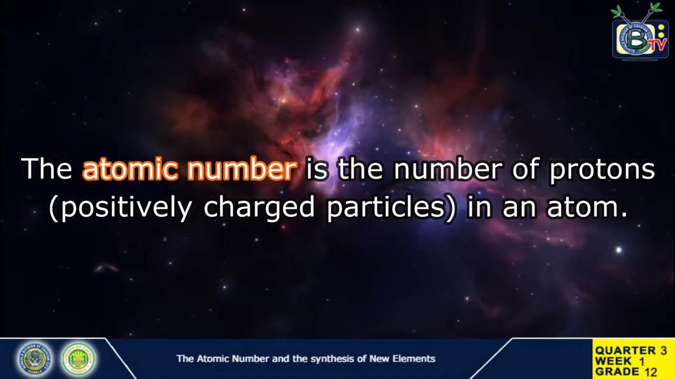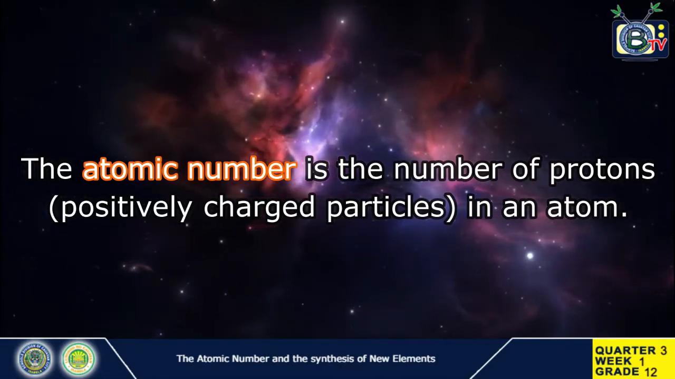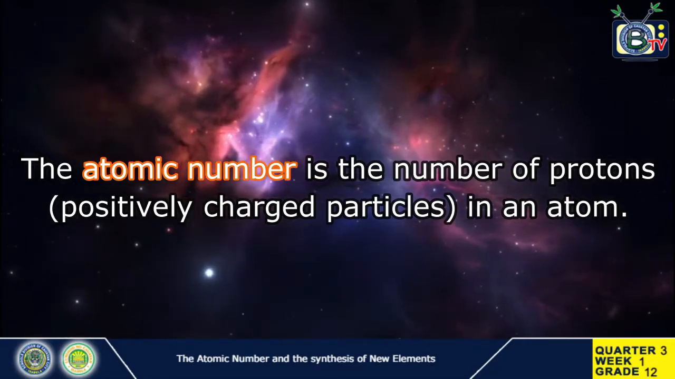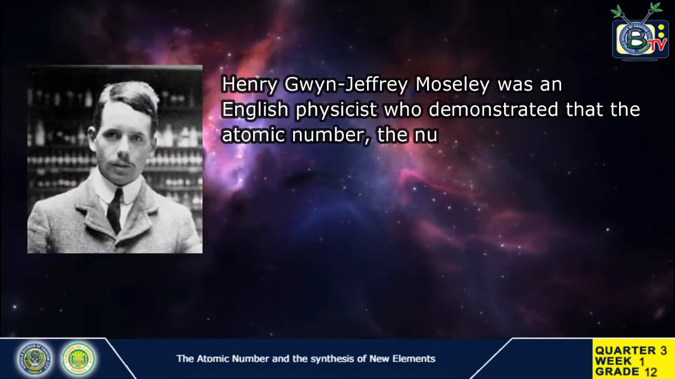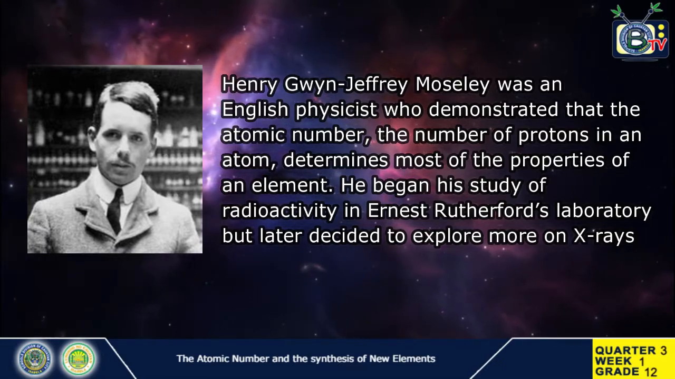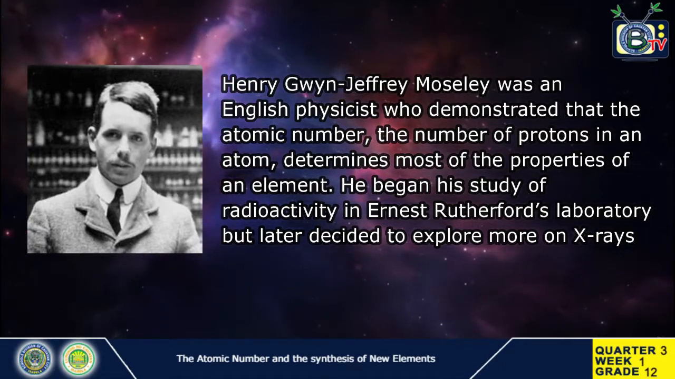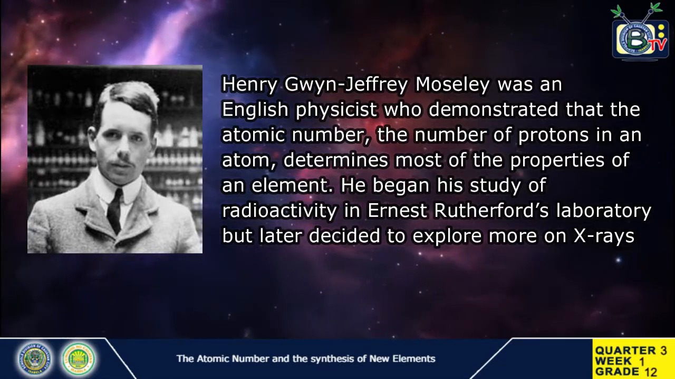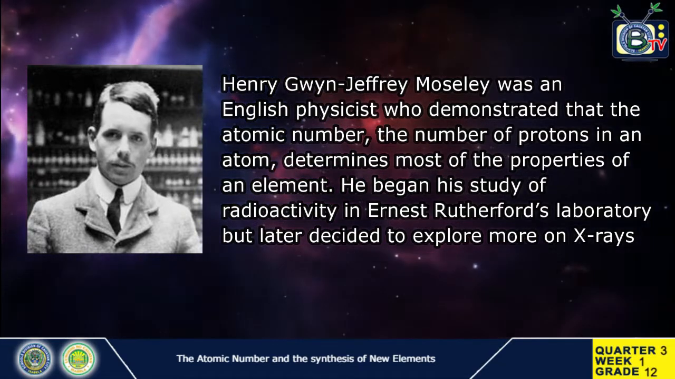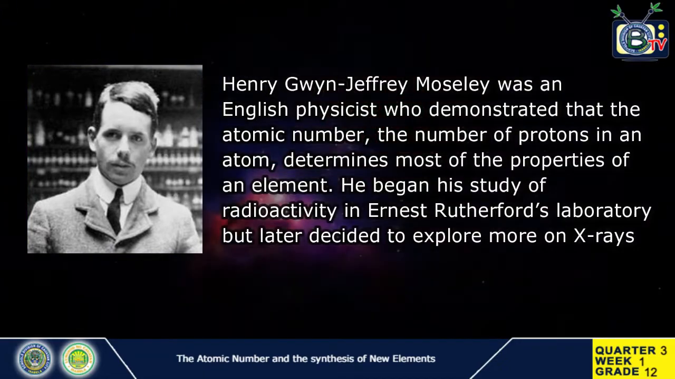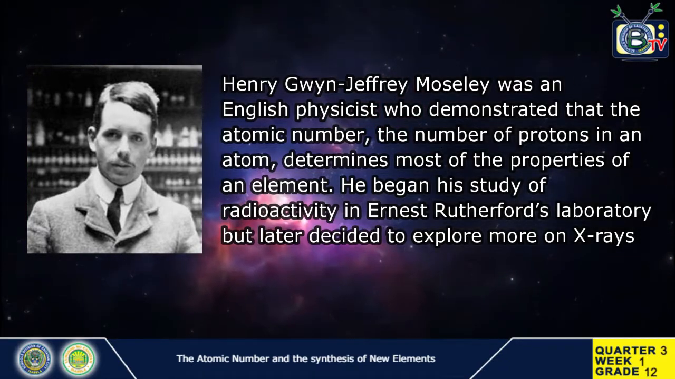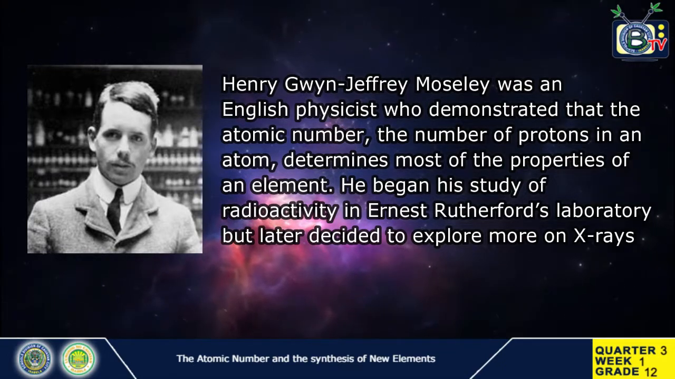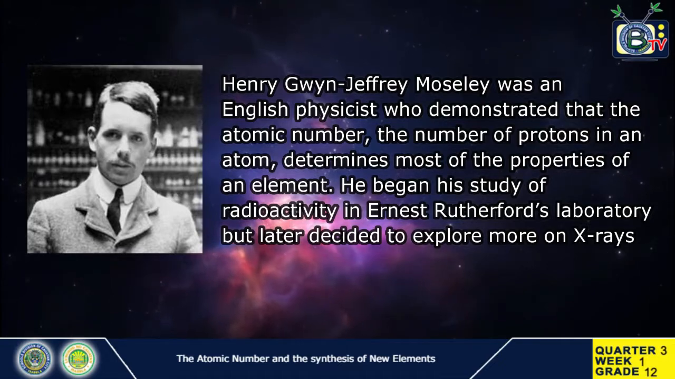The atomic number is the number of protons, or the positively charged particles, in an atom. Henry Gwyn Jeffreys Moseley was an English physicist who demonstrated that the atomic number, the number of protons in an atom, determines most of the properties of an element. He began his study of radioactivity in Ernest Rutherford's laboratory, but later decided to explore more on X-rays.